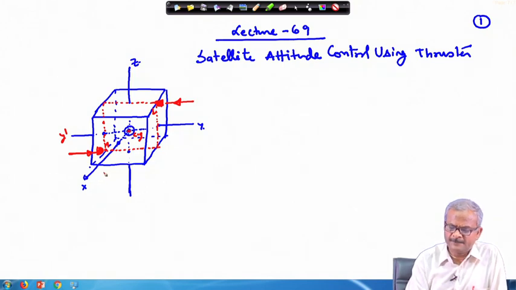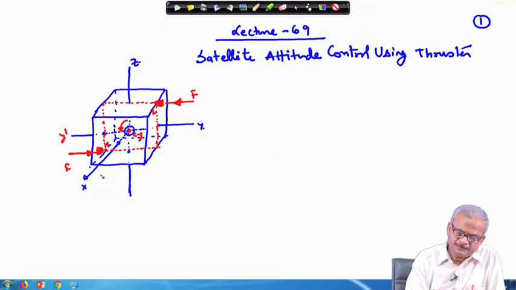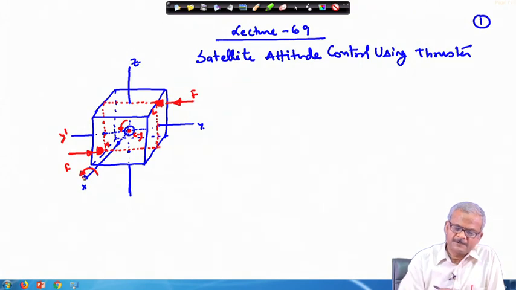This plane passes through the center of gravity. Therefore, if you have two such thrusters which produce the same thrust, there will not be any acceleration of the center of gravity. However, these two, this is F and this is F, form a couple and will produce a torque, in this case along the x direction.